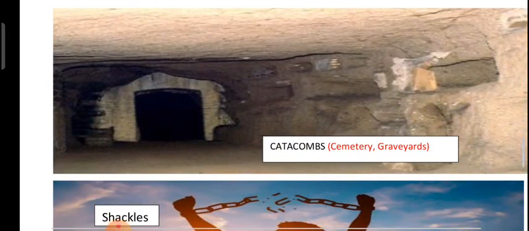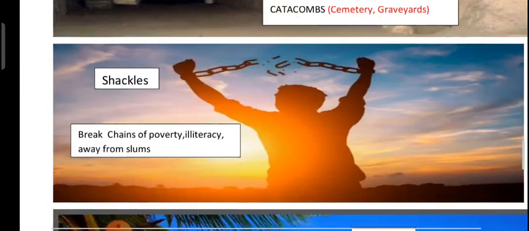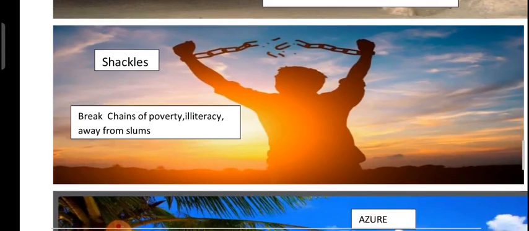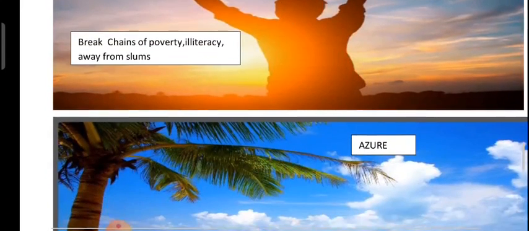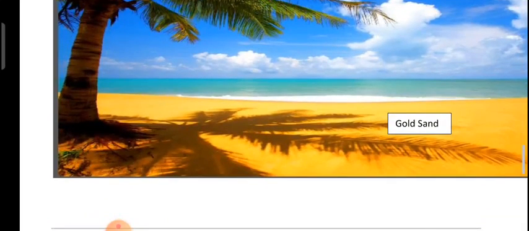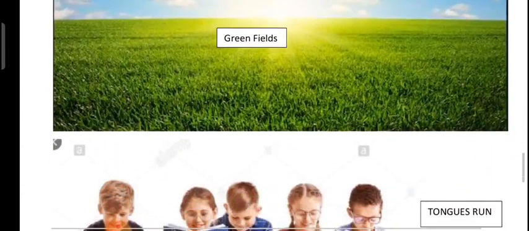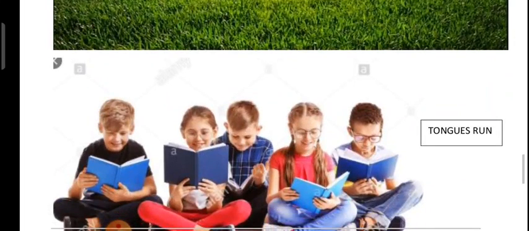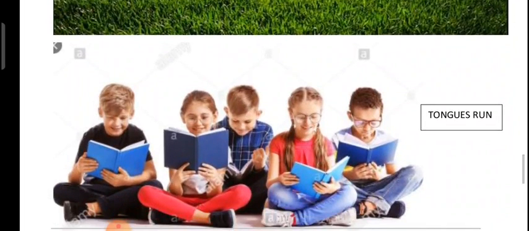Okay, that is catacomb, cemetery or graveyards. So break the chain of poverty, illiteracy, and let them away from the slums. This is the azure, this is the gold sand, this is some example of natural beauty. This is the green field which they should experience. Their tongues run, but they must be taught to read.